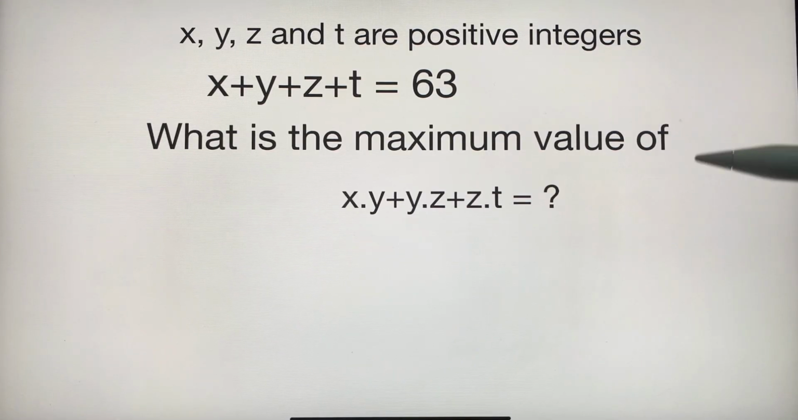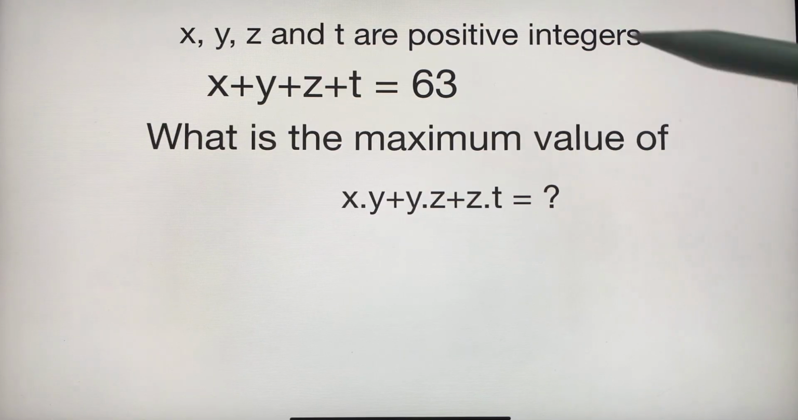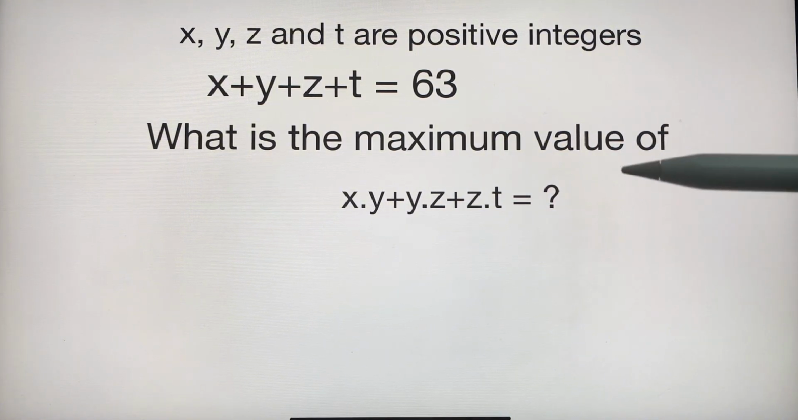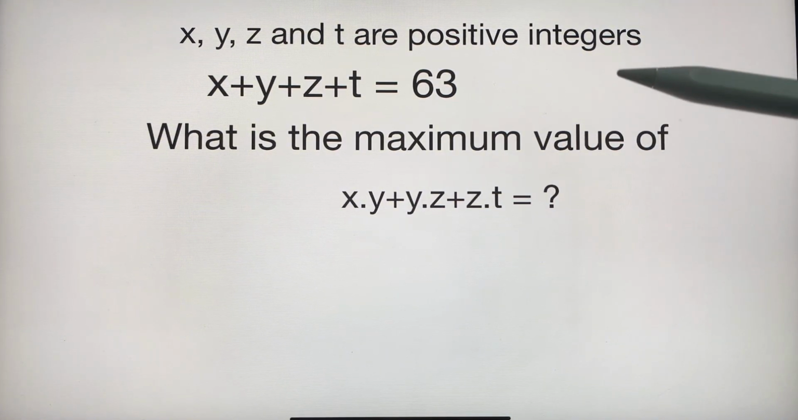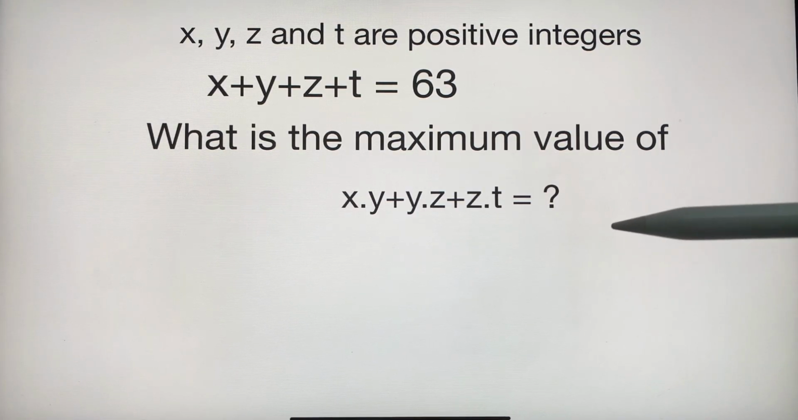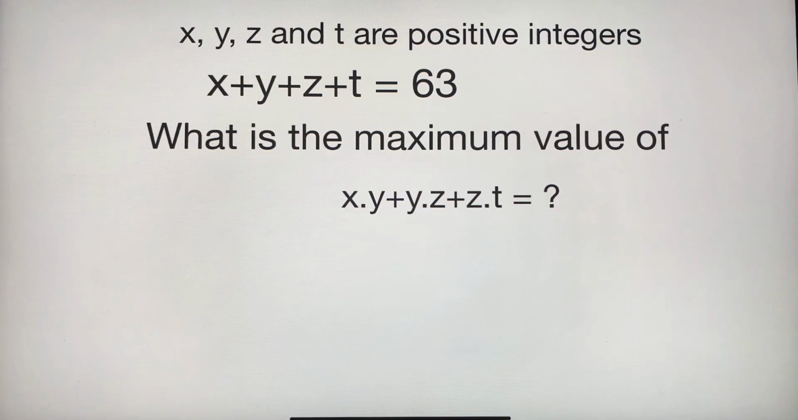We are faced with one perfect Olympic question. A difficult one-number question. What did our question say to us? x, y, z, t are positive integers. It says that the sum of z and t is 63. And we have x times y plus y times z plus z times t, and we want the maximum value.